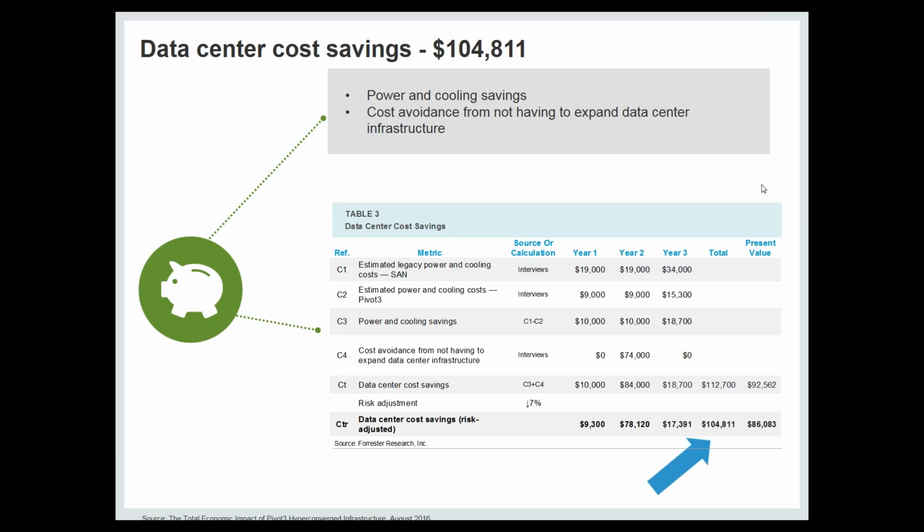Two cost savings categories were represented in the $104,000 saved within the data center. Power and cooling was the first category, and cost avoidance of not having to expand the data center was the second category. You can see by this slide that there's a lot of detail, and this is an actual table from the case study. Just above the table are probably a couple of paragraphs of detailed descriptions of how we arrived at the benefit calculations. Next slide.